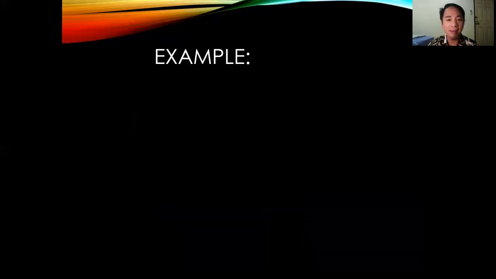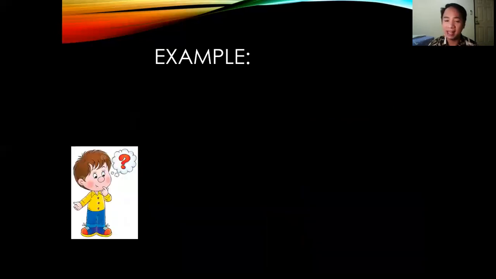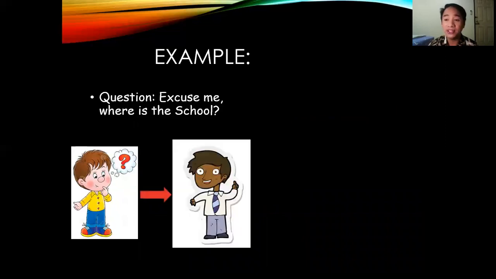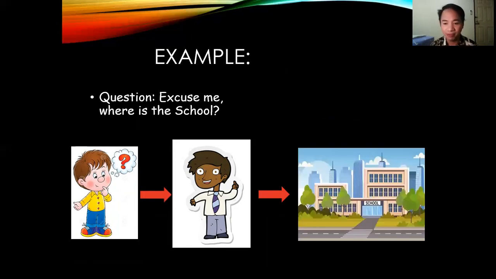Another example, look at the photo again. So a boy is asking a person the question, excuse me, sir, where is the school? That's the question. How will you answer? For example, this is the location of the school. So there is a street here, and then you can find here the school in the next road. So how will you answer?